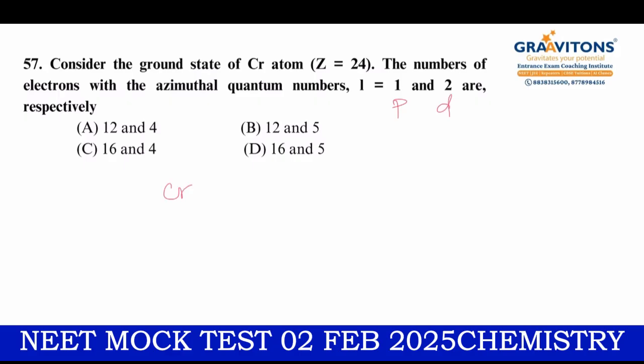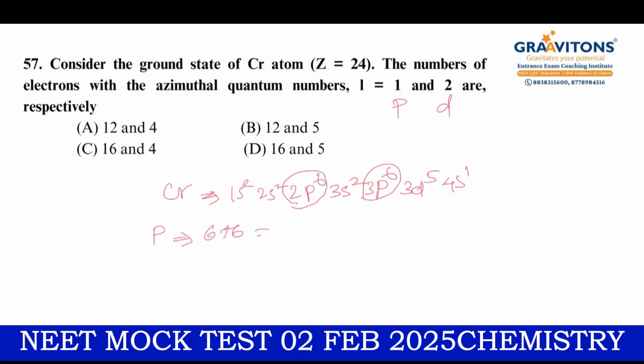We know that for chromium, the ground state electronic configuration is 1s2, 2s2, 2p6, 3s2, 3p6, 3d5, 4s1. Here they are asking for the total number of electrons present in p orbital, that is L equal to 1. So the electrons contributed by p orbitals are 6 plus 6, 12 electrons. And what if L is equal to 2? That represents d orbital, where the number of electrons present in d orbital is 5. So the correct option here is 12 and 5, which is B.